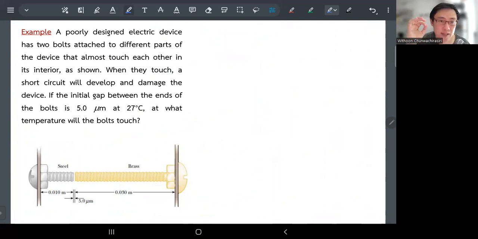You have a poorly designed electric device that has two bolts attached to different parts of the device that almost touch, just like you're seeing in the figure. All right. So when they touch, bad things happen. You short the circuit, you damage the whole thing. So if the initial gap between the ends of the bolts is given to be 5 micron at 27 degrees Celsius, at what temperature will these bolts touch? Cool. You want to give it a shot and see what kind of equation you want to set up?